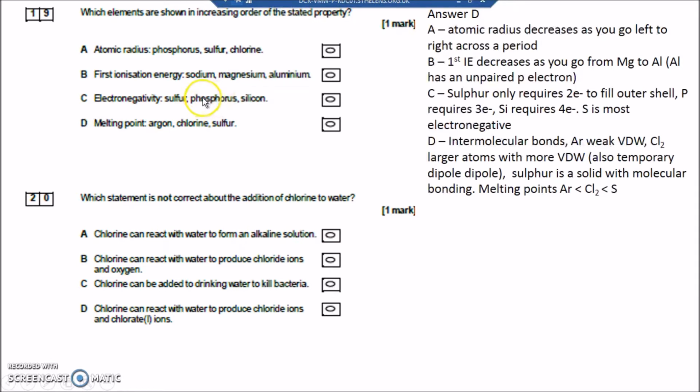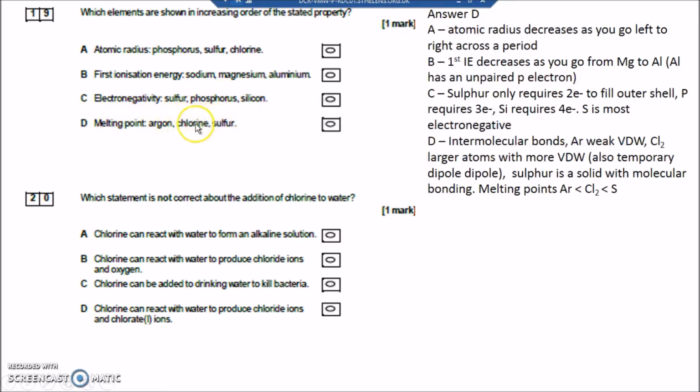So how much they withdraw electrons towards themselves. Well, they're going to withdraw electrons towards themselves if they want those electrons, and sulfur is in group 6, needs 2 electrons only to fill its outer shell. Phosphorus in group 5 needs 3 electrons to fill up its outer shell, and silicon is in group 4 and needs 4 electrons to fill up its outer shell. So sulfur is closest to filling up its outer shell by gaining electrons. That will have the highest electronegativity, followed by phosphorus, followed by silicon, so they're actually getting lower.